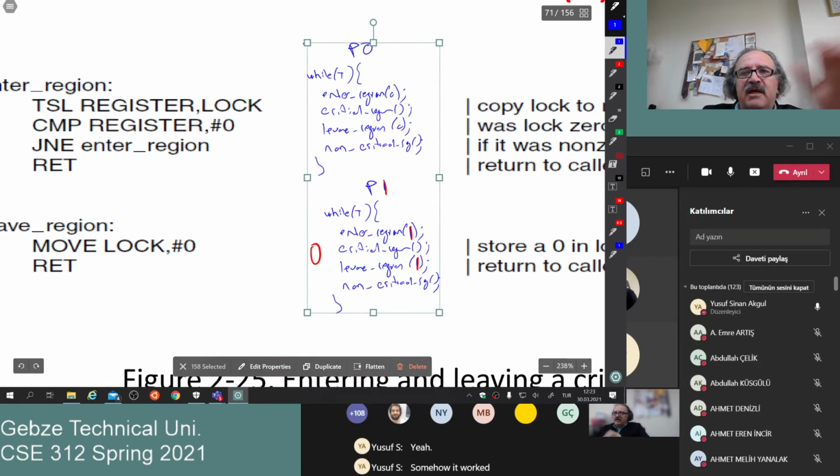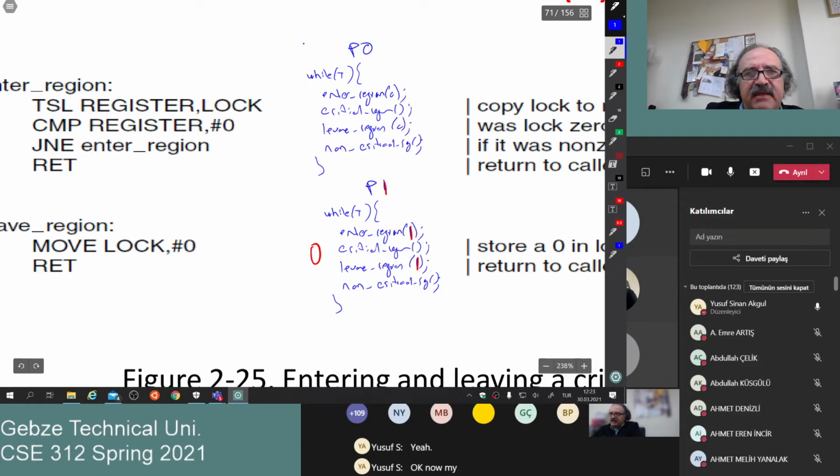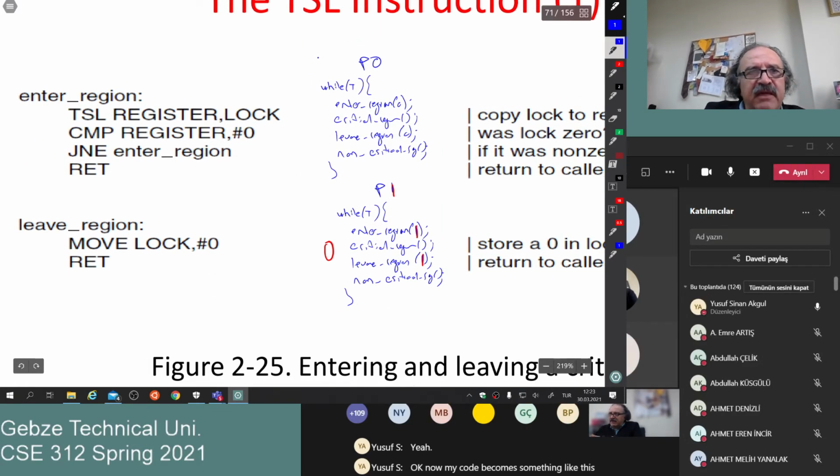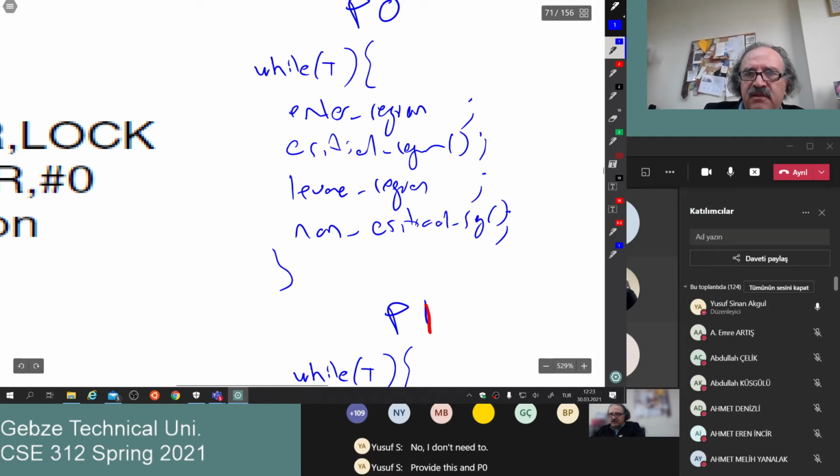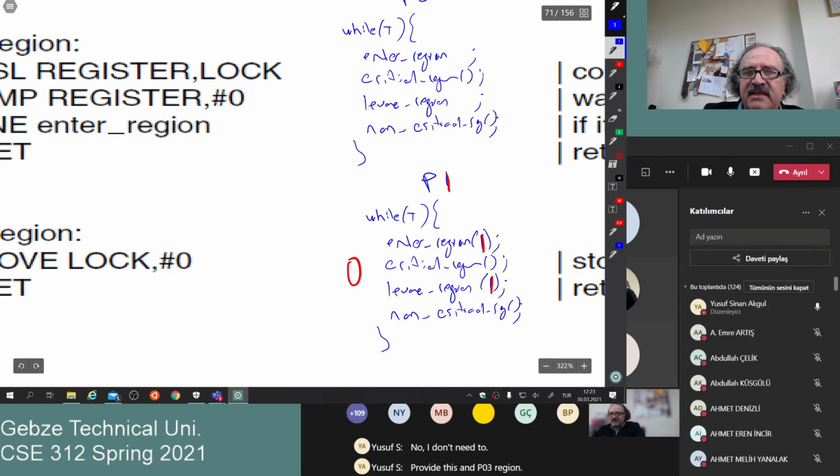Okay. Now my code becomes something like this. P0 enter region. Now I don't need to provide this. And P0 leave region. And P1 is exactly the same thing: enter region and leave region. That's it.